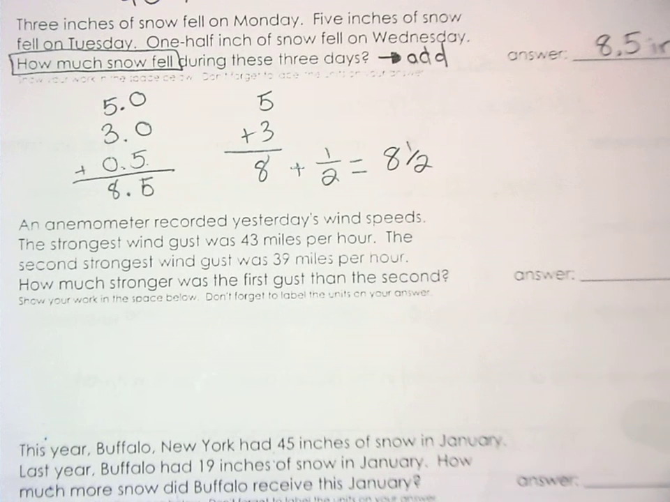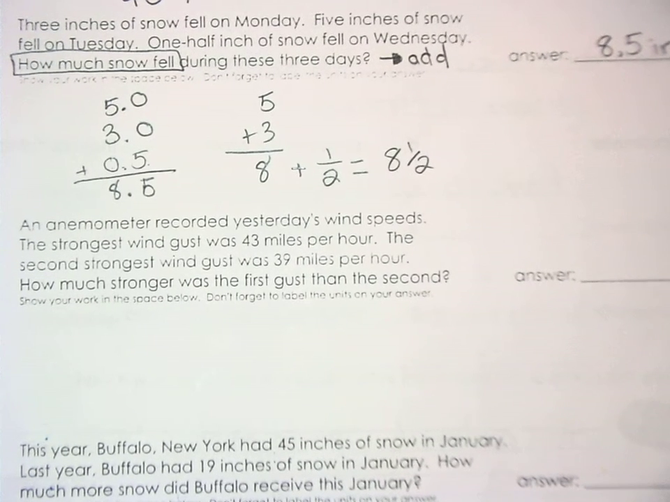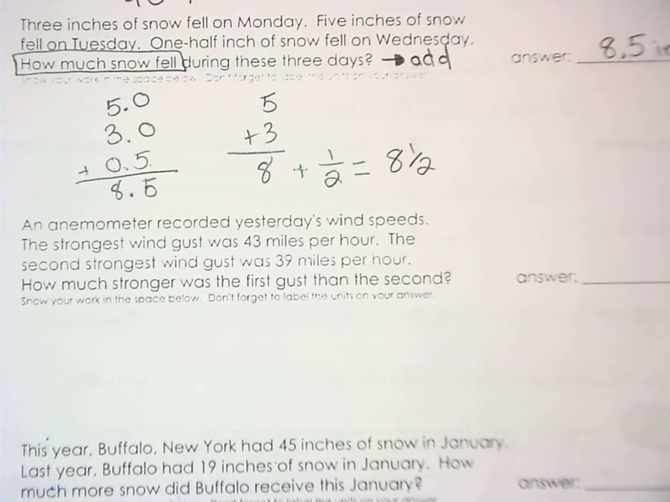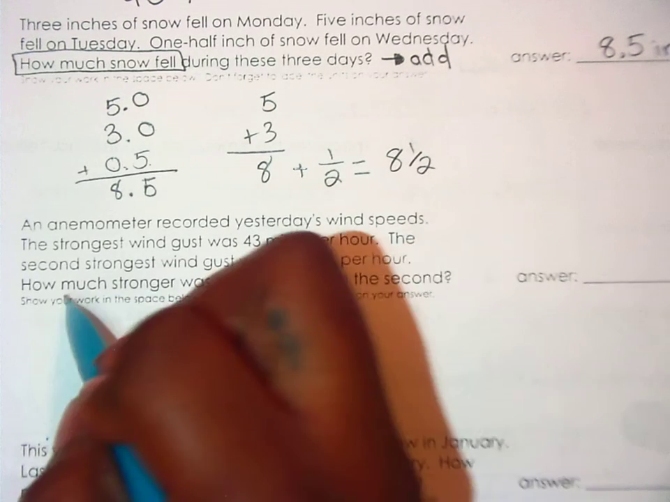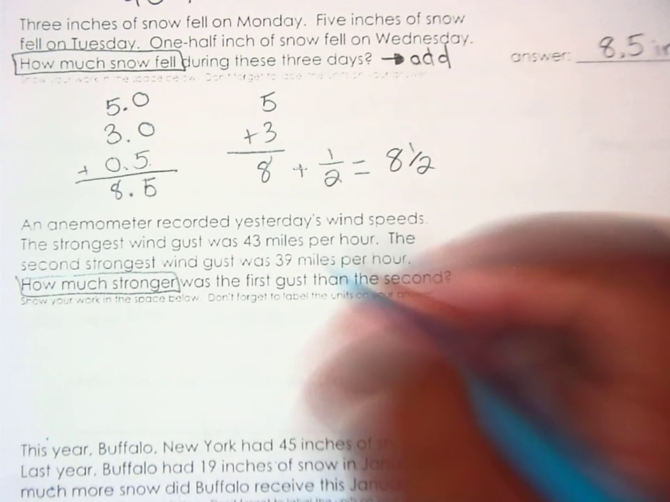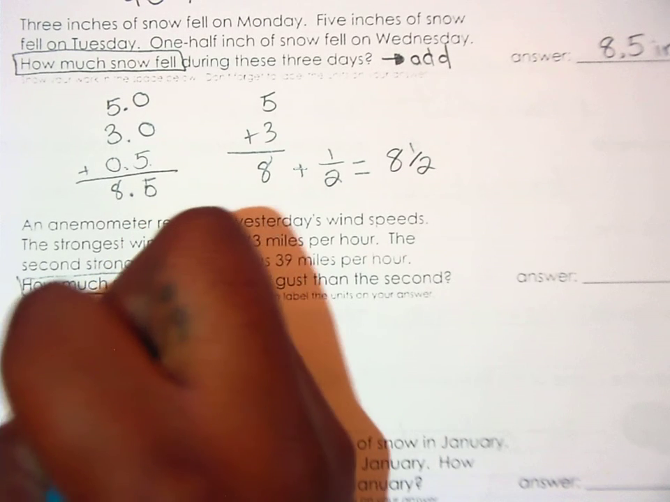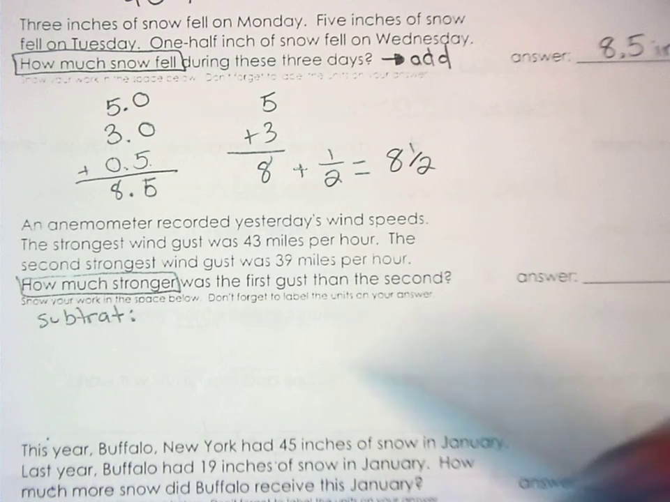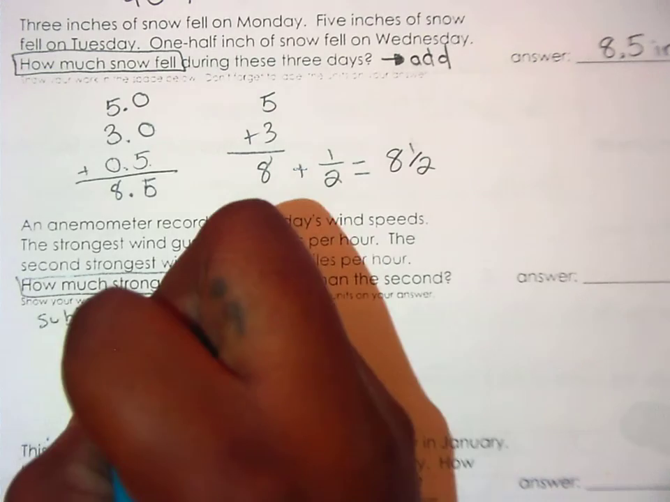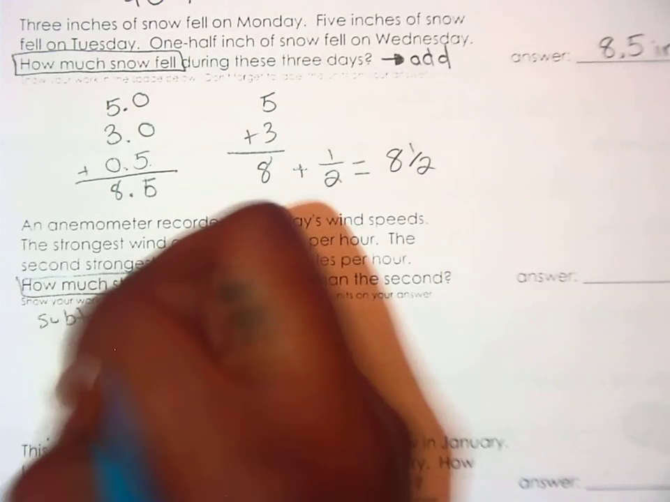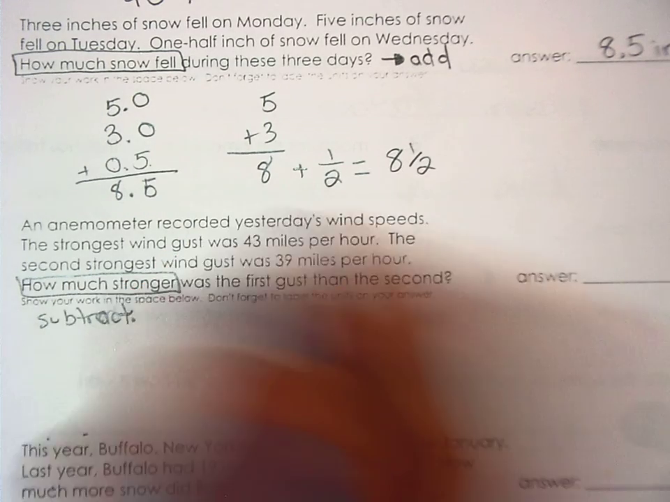Okay? All right. My third one, an anemometer recorded yesterday's wind speeds. The strongest wind gust was 43 miles per hour. The second strongest wind gust was 39 miles per hour. How much stronger was the first than the second? So they put the 'er', how much stronger, means I'm going to be using my form of subtraction. So set the problem up so you can subtract it and get your answer. Okay? Oh, I forgot to write subtract. I'm going to have to erase and write it. Yeah, teachers make mistakes too.